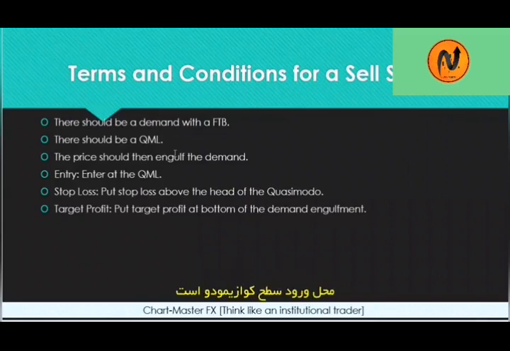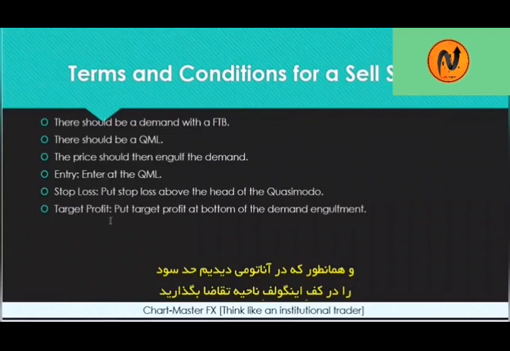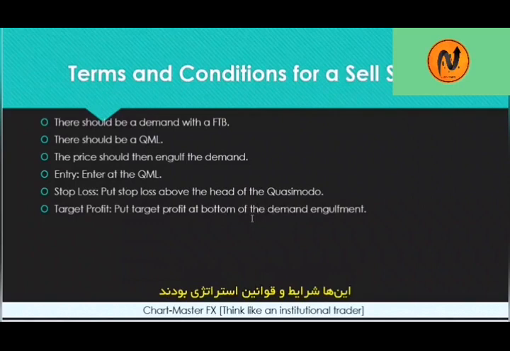Okay guys, so you can see that the entry is at the QM level. The stop loss, put above the higher high of the Quasimodo. The target profit, put at the bottom of the demand engulfment. That's where you put your target profit, on the depth of the engulfment of demand, as you have seen on the anatomy. So these are the conditions, these are the rules, and you have to follow the rules.